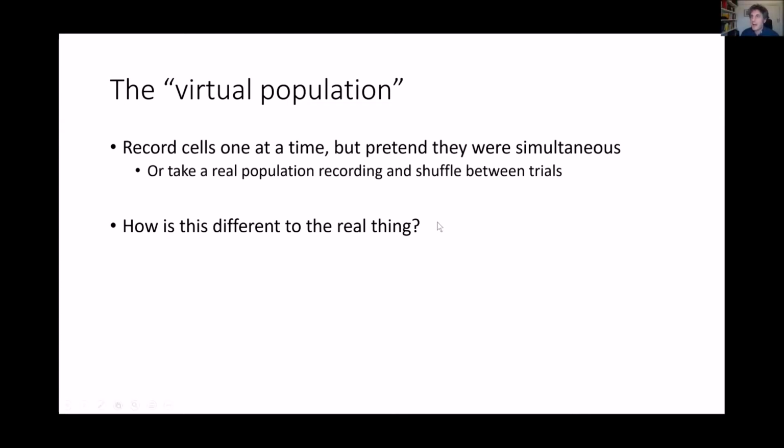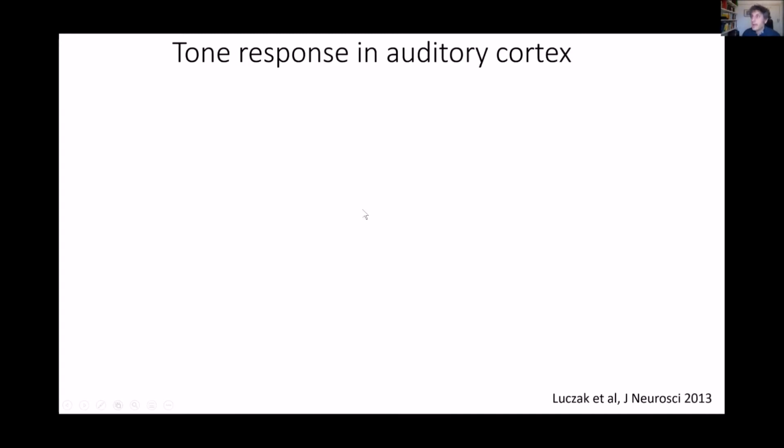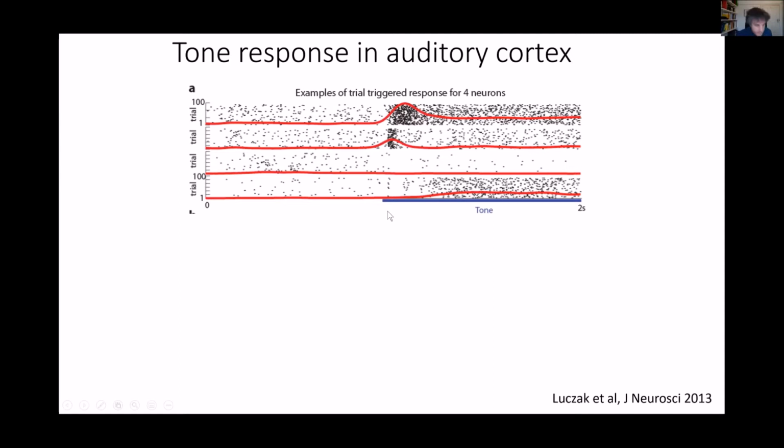Okay. So how is this different to the real thing? Well, let's look again at these prehistoric recordings of tone responses in auditory cortex. So here we have the response of 4 neurons, each shown independently. Here we've got the trials arranged just by the order they were presented. Again, we've got this pure tone just for one of the frequencies, and 100 repeats of the pure tone for each of these 4 neurons.